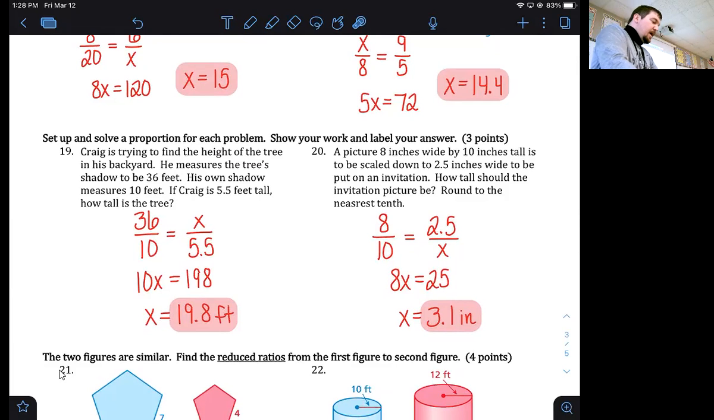Number 20, a picture is 8 inches wide and 10 inches tall. So 8 is to 10 as 2.5 is to what? And our new length would be 3.1 inches. If you read the instructions, it said round to the nearest tenth. So that would be 3.1, not 3.125. That'd be 3 decimal places.